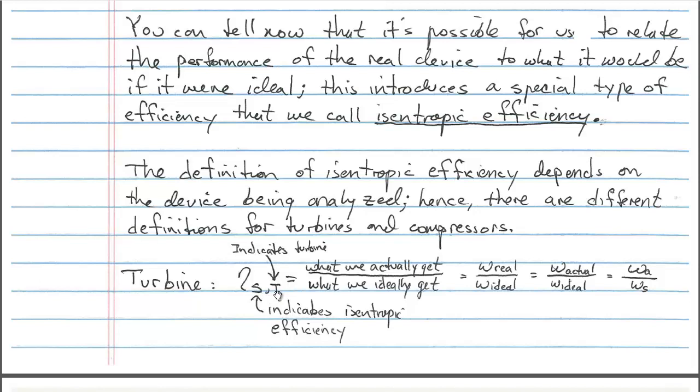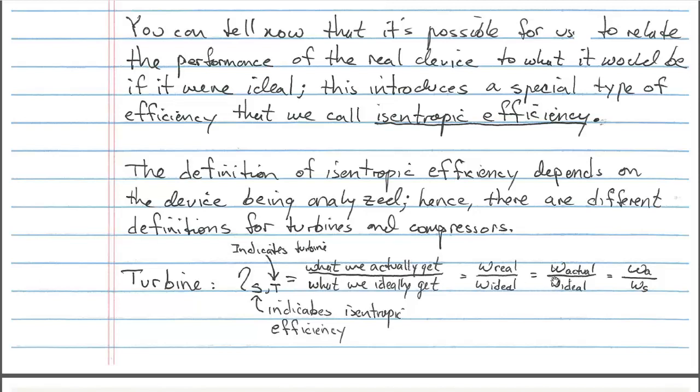So in words, the isentropic efficiency definition for a turbine is what we actually get divided by what we ideally get. Mathematically, this is written as the real work, that's what we actually get, divided by the ideal work. That's what we ideally could get, okay? Because there's this small change in wording, it's hard to write this as what we get in reality, so I write it as what we actually get. And that's also what your textbook uses.